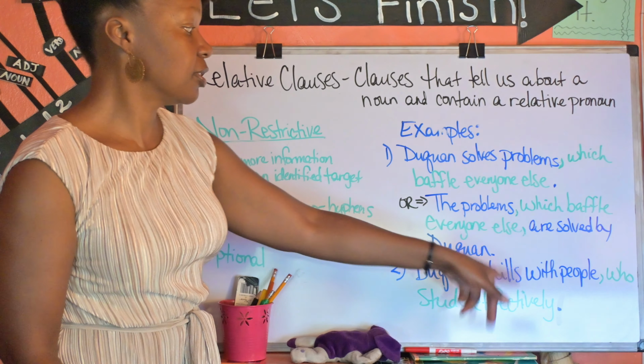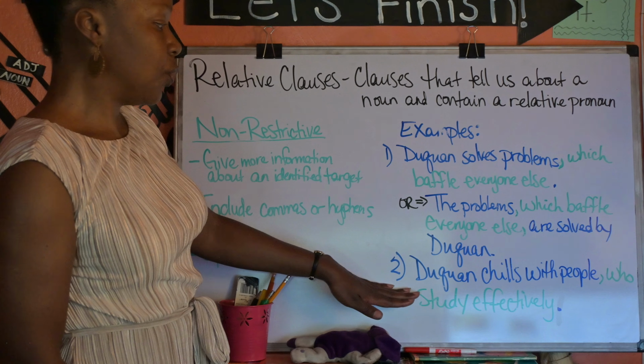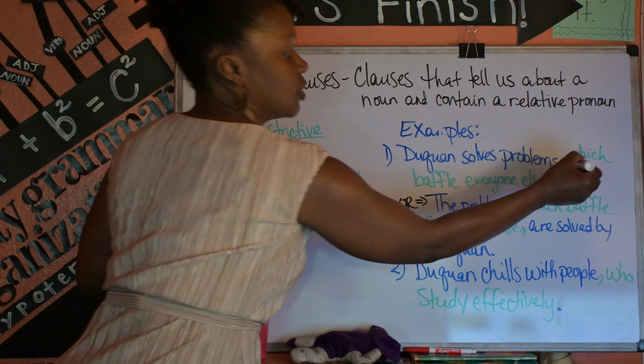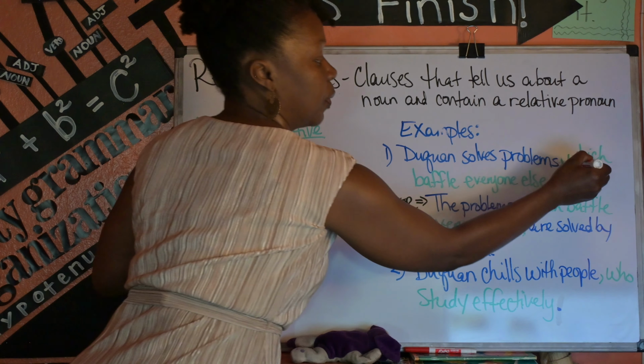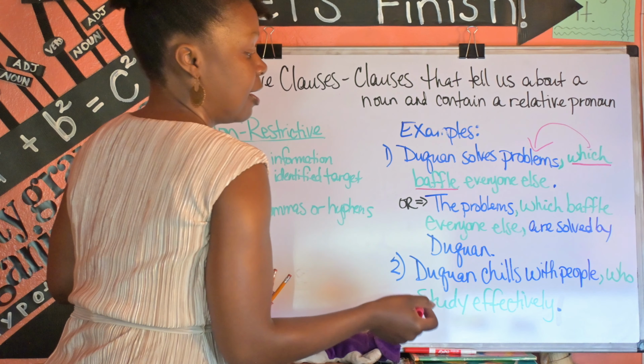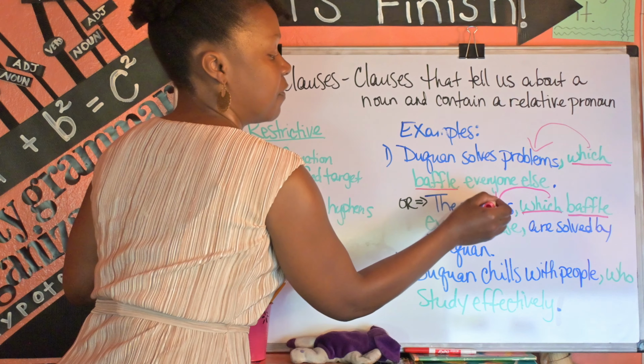We have a fully functioning clause. We're just being given more information about the problems. We're told that the problems get on everybody else's nerves, but not the quants. Okay? Let's take a look at an example using who. So we have our example using which. Here's our relative pronoun. Here's its verb. And then here's the noun it's modifying. Same thing here, relative pronoun. Here's its verb. Here's the noun being modified.